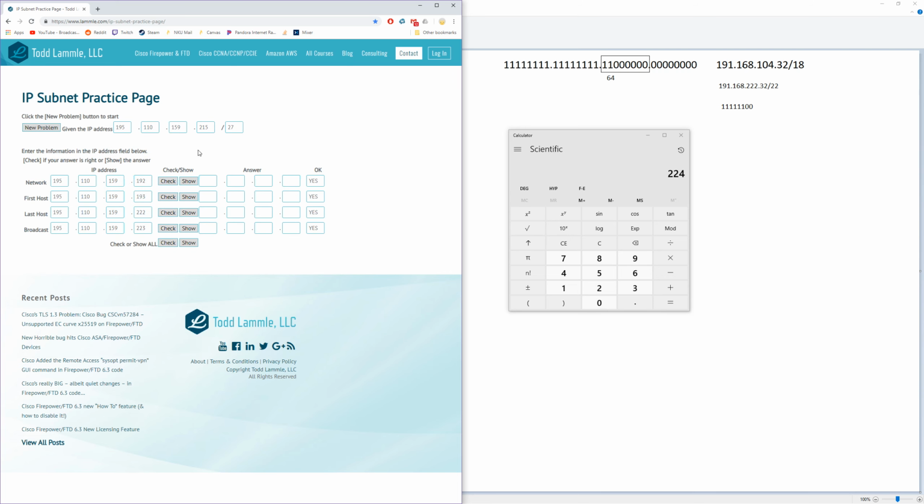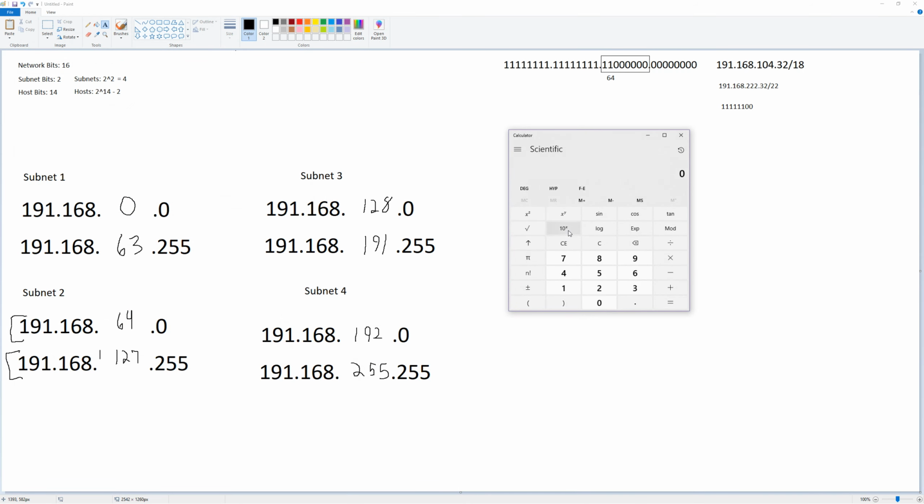I just find it to be a much faster way to calculate the subnet address and the broadcast address. I'm basically just finding the range. The magic number just tells you the range of the addresses that you're working with. And when I was doing 104 divided by 64, this just tells me I'm in subnet 2, and this is the one I'm looking for. All right, thank you.